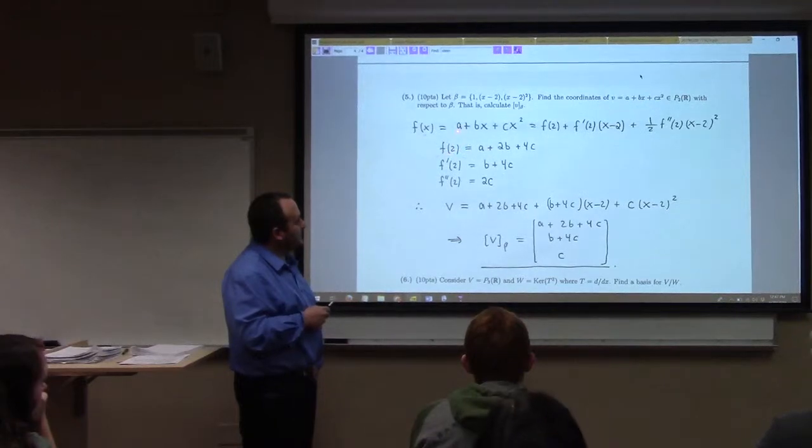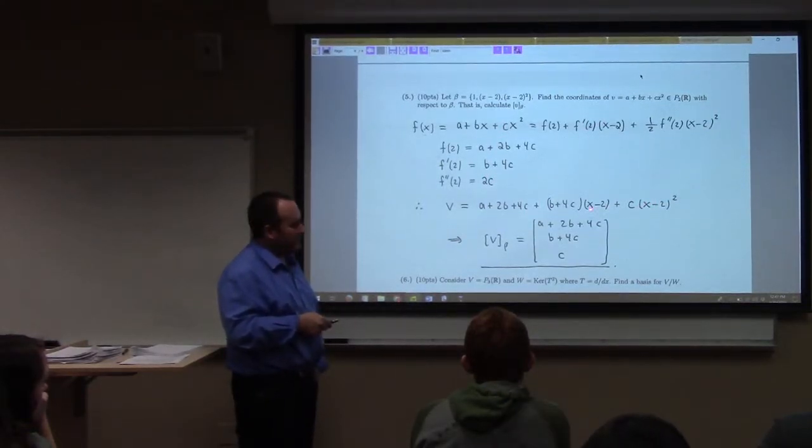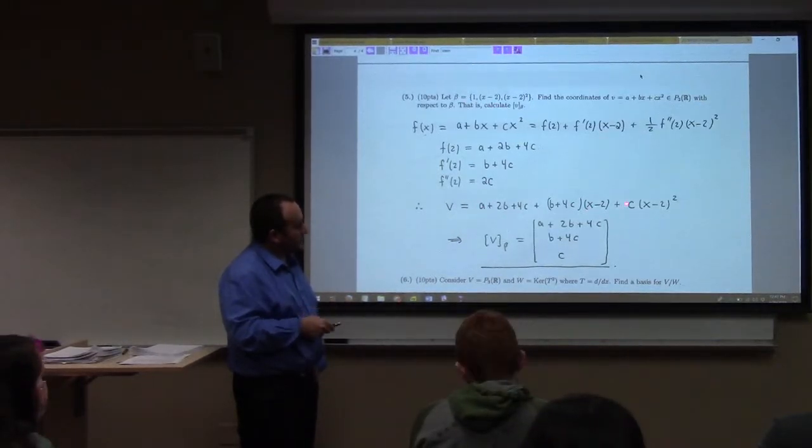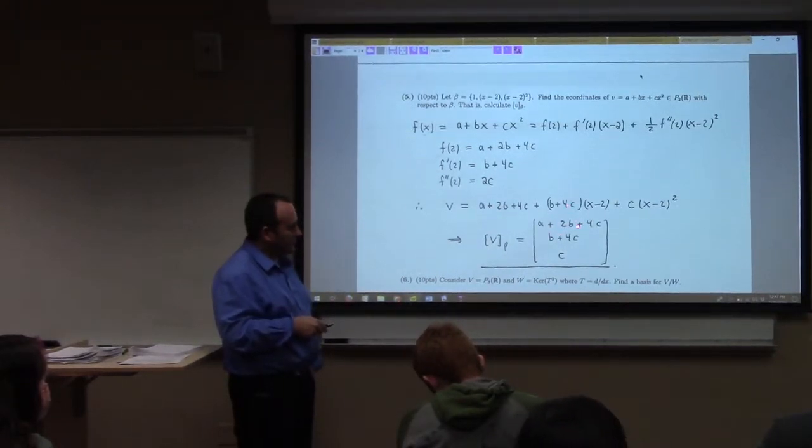So f of 2 is a plus 2b plus 4c. F prime of 2 is b plus 4c because 2xc is 2 times c, which is 4c. And f double prime of 2 is 2c. So you plug those back in here, and it gives you this formula, which is all we need to see that the coordinates of v with respect to the 1, x minus 2, and x minus 2 squared basis are precisely a plus 2b plus 4c, b plus 4c, and c.